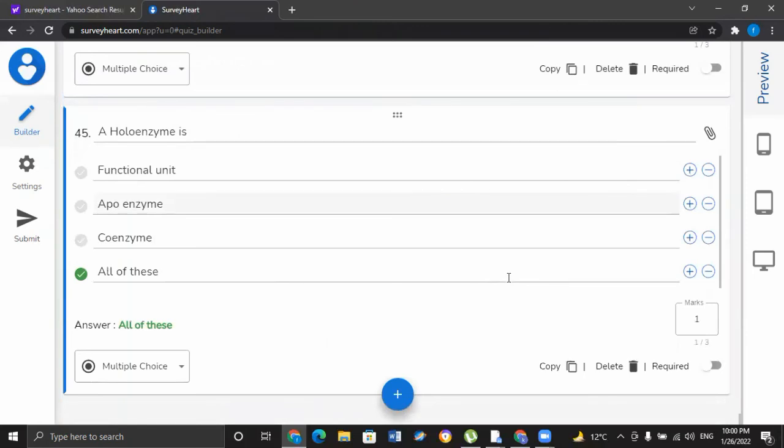Holoenzyme is a complete enzyme consisting of functional units, apoenzyme and coenzyme. ठीक है, apoenzyme is the protein content, ठीक है, और जो आपका coenzyme है, is the other, the non-protein part that is responsible for the proper functioning of an enzyme. ठीक है, तो functional unit सारी जो हैं वो, holoenzyme is a complete enzyme consisting of all the responsible functioning units. So all of the above is the correct option for MCQ number 45.